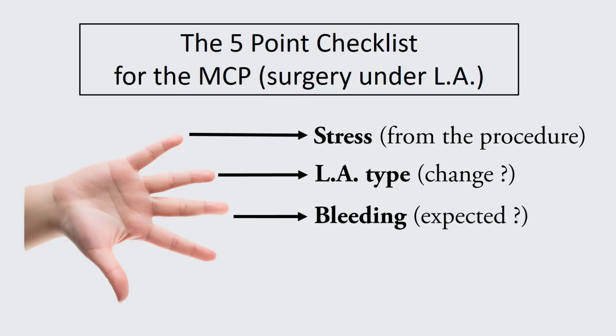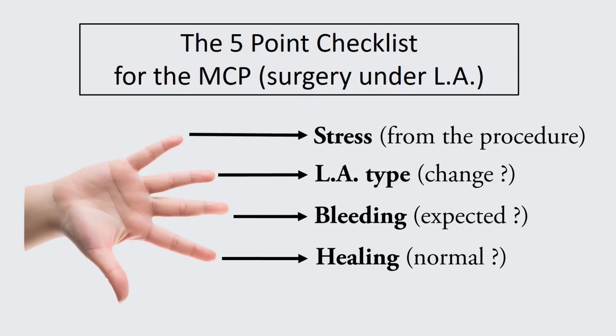The third point is bleeding. So is bleeding to be expected during or after the procedure as a result of the medical condition or the medication taken to treat it? Of course, with some conditions, bleeding may cause problems even during the simple local anesthetic administration. So a modification of the technique or even changing the treatment setting to a hospital needs to be considered at this point. The fourth point is healing.